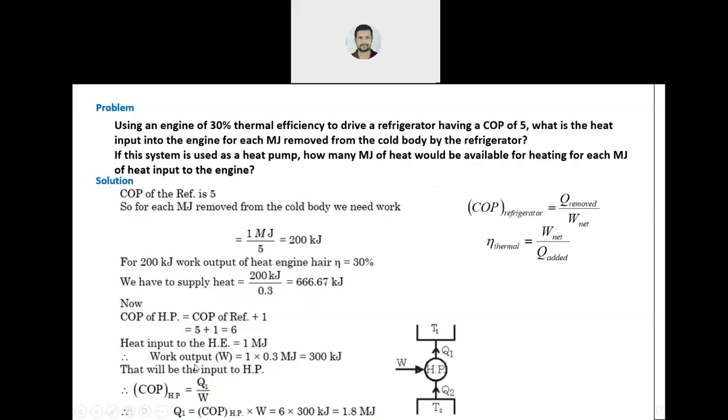Okay. Now the work output. What will the work output be? How will you get the work output? Now what is the formula of COP of heat pump? COP of heat pump is nothing but Q added by work.